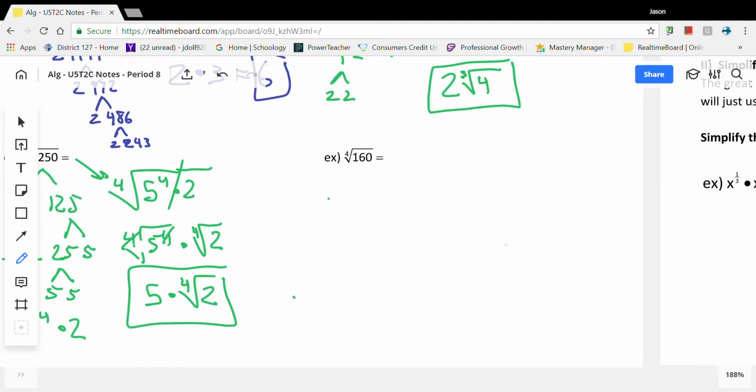All right, last one here, 4th root of 160, 16 and 10. Break this down to 8 and 2, 4 and 2, 2 and 2, and this can be 5 and 2.